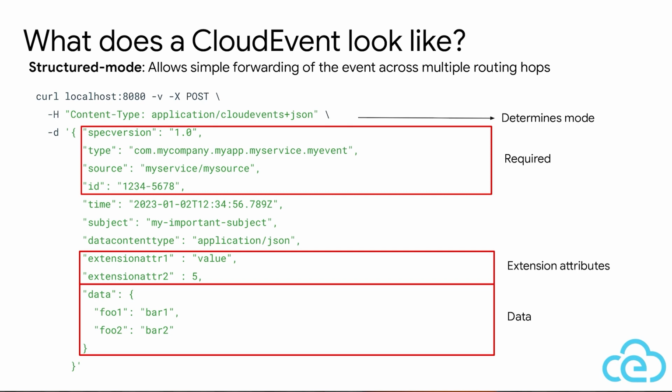Then we have the optional elements here. And then we have the extension attributes that your application might use. And finally, the data lives under the data field. So you're still sending your data, but it lives in this special field called data.